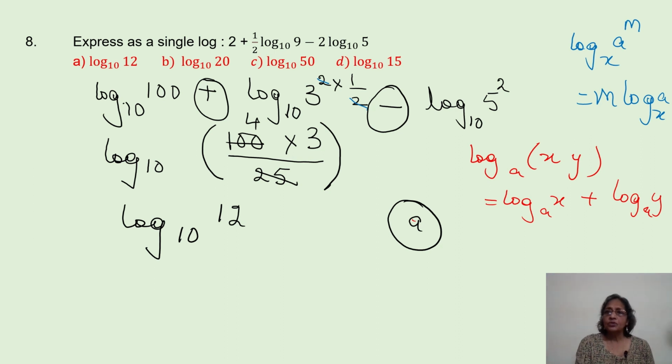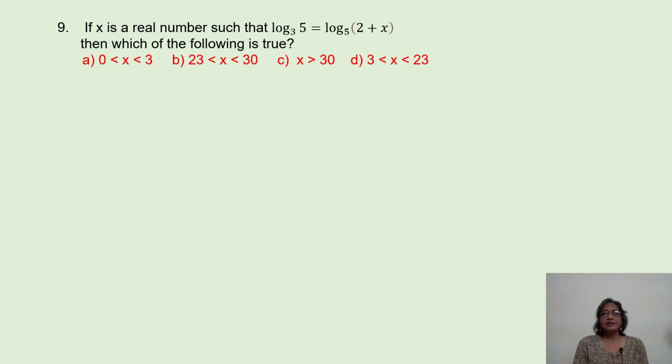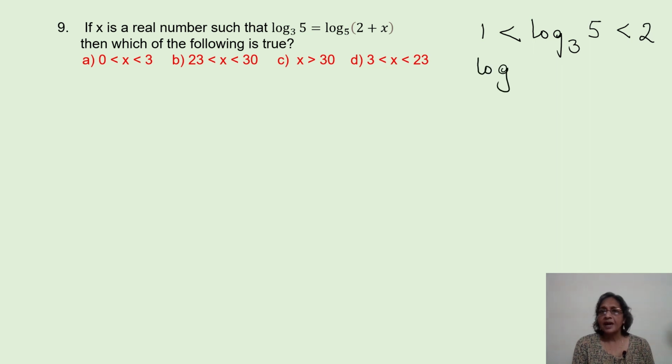Okay, let's go to the next sum. If x is a real number such that log 5 to the base 3 is equal to log 2 plus x to the base 5, then which of the following is true? The first thing that I'm going to take here is 1 is less than log 5 to the base 3 is less than 2. Now how do you get this? Very simple way. If I write this as log 3 to the base 3 less than log 5 to the base 3 less than log 9 to the base 3.